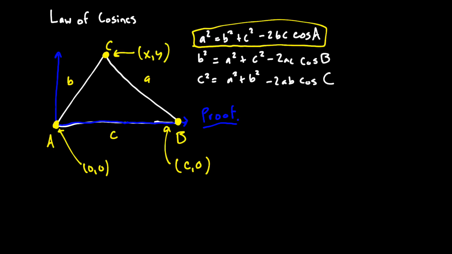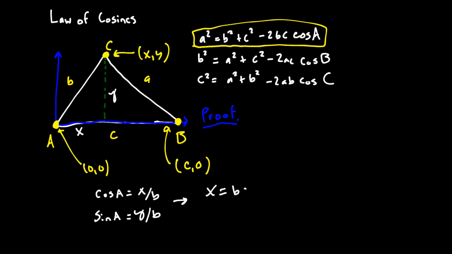To find the point x, y, we need to go ahead and construct a right triangle. Then we notice in this right triangle, the base is given by x, and the height of this right triangle is given by y. Now we have a relationship that we can use. The cosine of A is going to be equal to x divided by b, and the sine of A is going to be equal to y divided by b. In other words, the x component of our point is given by x equals b times cosine of A, and y is equal to b times sine of A.